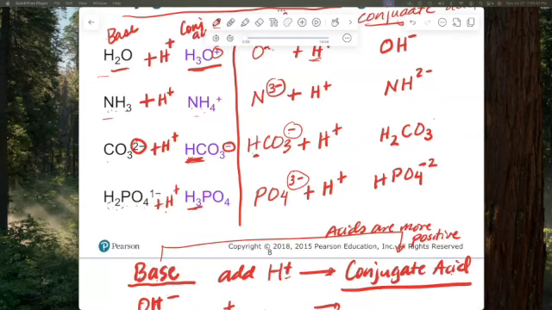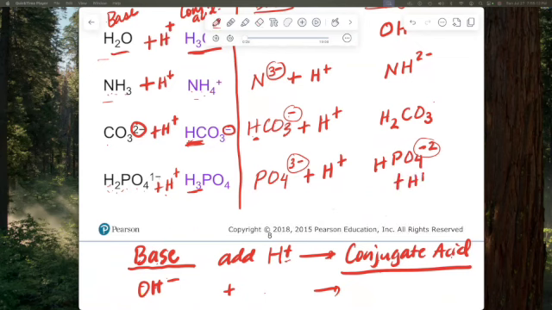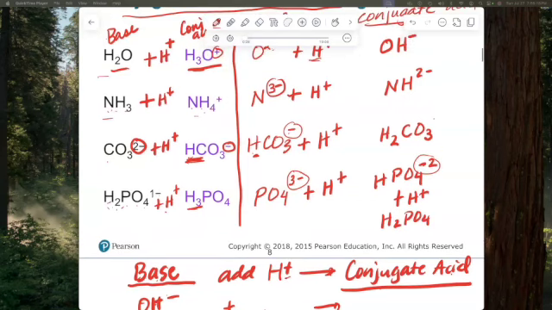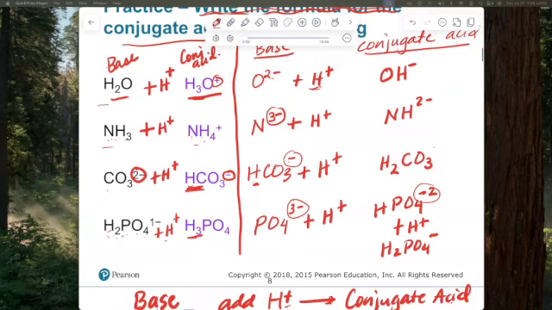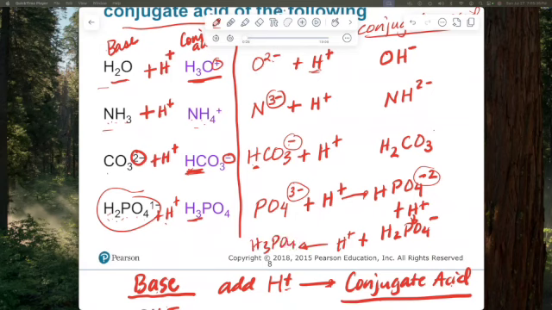-2. Now the question is, since there's a negative here, can you keep adding H's to this? Yeah, we can add H's to that. See, I wrote here acids are more positive. You can add an H to that. When you do, you get H2PO4. This time it goes from -2 to -1. See? So it's like this one here, right? Then you can add it again. So you can go from here to here, to here to here. Then you can add the H plus again. And then finally we get H3PO4. Kind of like what we had over here.